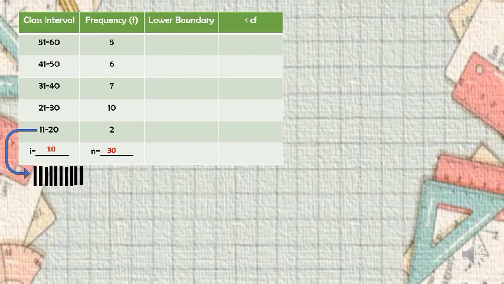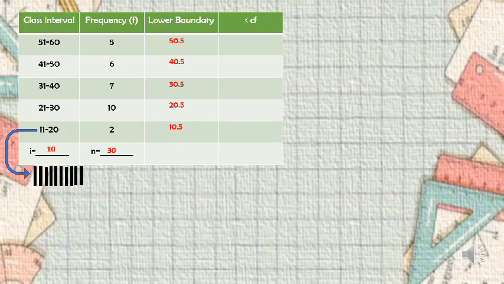Next one is the lower boundary. So, we can get the lower boundary by subtracting 0.5 from the lower limit. So, 51 minus 0.5 will be equal to 50.5. And 41 minus 0.5 will be equal to 40.5. Then, 31 minus 0.5 will be 30.5. 21 minus 0.5 is equal to 20.5. And 11 minus 0.5 is equal to 10.5.